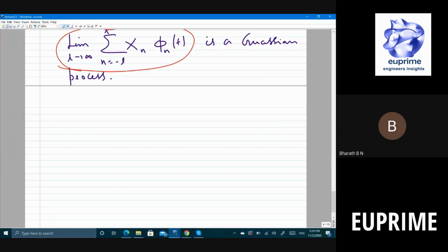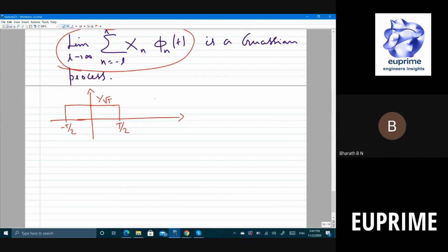Let me give you a simple example. Let's consider only a very simple example, which is the following. Minus t by 2 to plus t by 2. If this has to have unit energy, what should be the amplitude, or orthonormal? So what should be the amplitude? C square times t. The area under the curve, squared of this curve, should be 1. So C square times t should be 1, so C should be 1 by square root t. So the amplitude should be 1 by square root t.